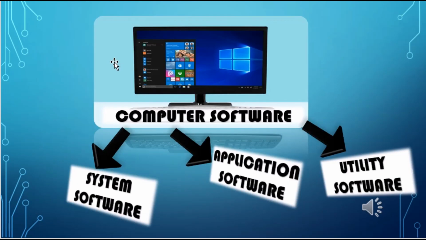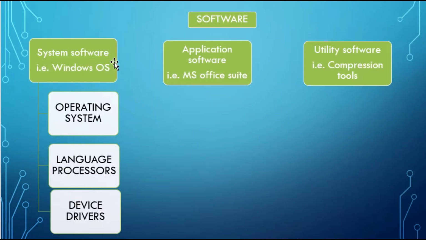Computer software is divided into three. We have the system software. A good example of a system software is the Windows operating system. Now, there are three types of system software. We have the operating system, the language processors, and the device drivers.